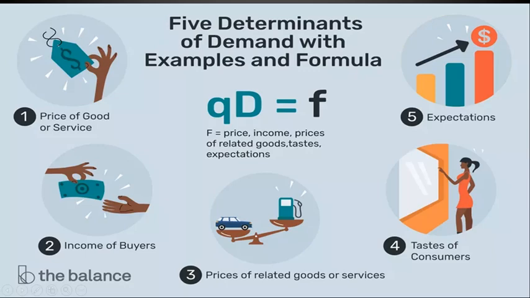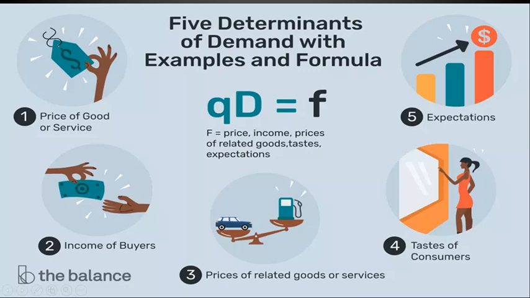Next one, income of the buyers. If the income of a customer or consumer increases, demand also increases, because he will have more money, he will buy more products. If income decreases, demand decreases. Prices of related goods. Let us say the substitutes. Substitutes are the products which serve the same need or want. So we say for tea, coffee is the substitute. A person wants to have tea, but the price of coffee decreases, then that person may buy or drink coffee. So the price of the other product may also influence the demand for this product.